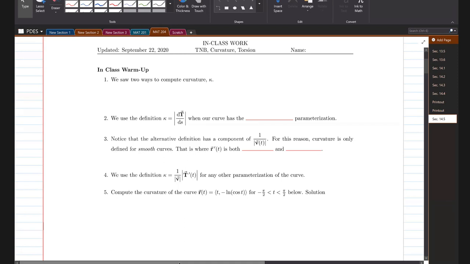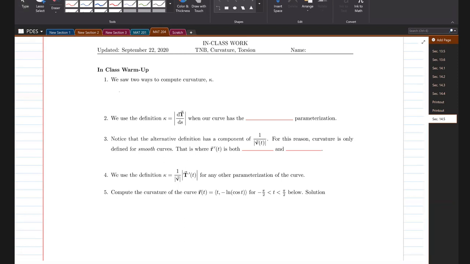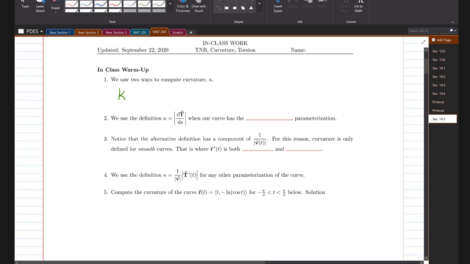So we saw in our pre-work that there were two ways of calculating curvature. And by the way, this is the Greek letter kappa. I'm not so good at drawing it. I'll try to draw it something like that, but it may just look like a K to you. But that's K for curvature, even though curvature doesn't start with a K. The first definition we were given was the derivative of the unit tangent vector when it has the arc length parameterization, taken with respect to s.